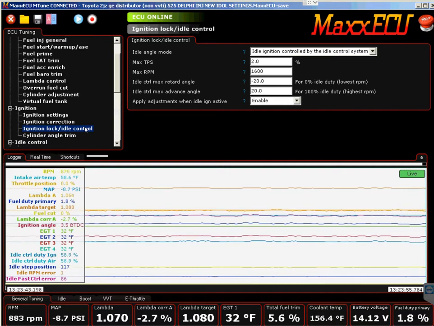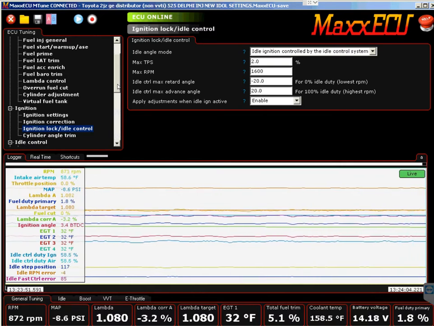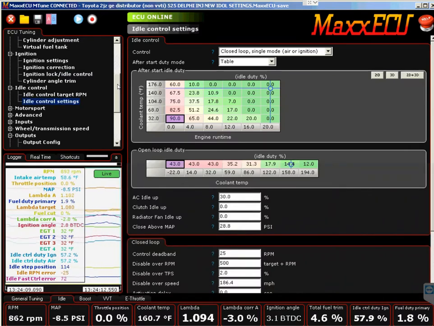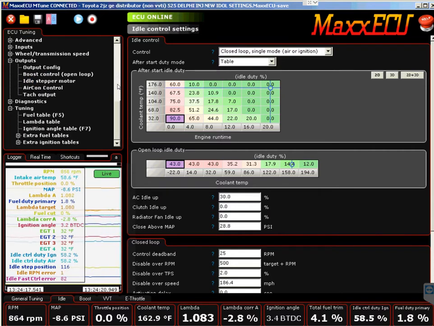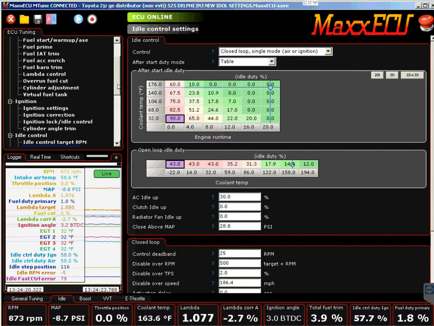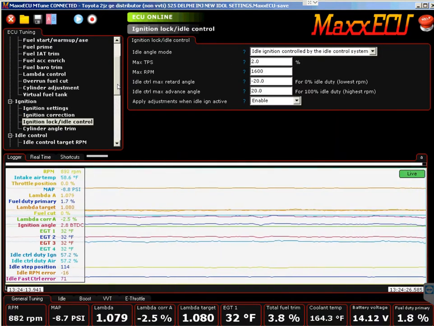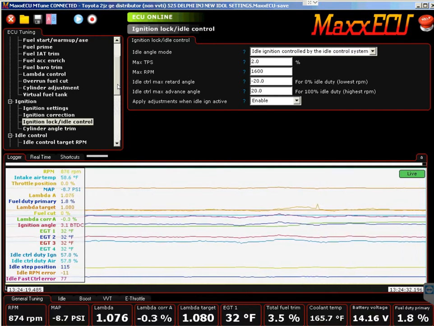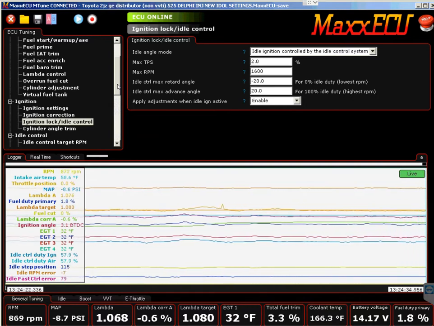So where's it getting 3 degrees from? No, it's actually at 3 degrees, not gaining. I'll show you where it's getting it from. It's in the idle control settings. We have it set to air or ignition, but it's using both. If you go down to ignition output, idle corrections, I'm allowing it 20 degrees of retard and 20 degrees of advance depending on duty. So it's actually doing that.